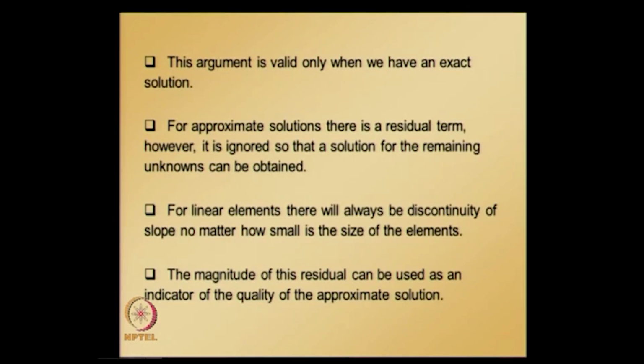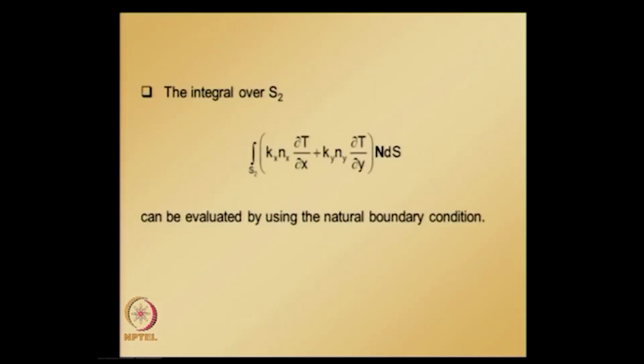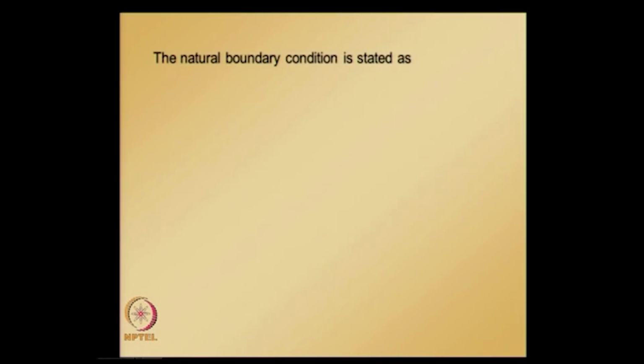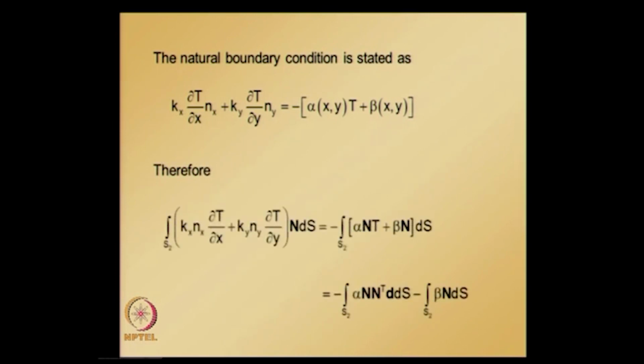So now let us look at how to simplify further the boundary integral term using the specified natural boundary conditions. The integral over S2 is this one, and it can be evaluated using the natural boundary condition. Now let us see what the natural boundary condition is. The natural boundary condition is stated as this one: kx times the partial derivative of t with respect to x times nx plus ky times the partial derivative of t with respect to y times ny is equal to minus alpha t plus beta. Substituting this into the integral, it can be simplified in this manner, and substituting the finite element approximation in terms of nodal values and shape functions, it can be further simplified in the manner shown in the equation.